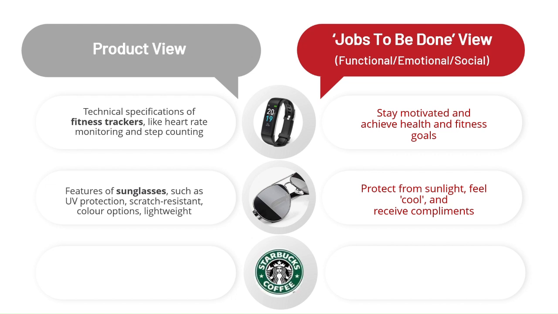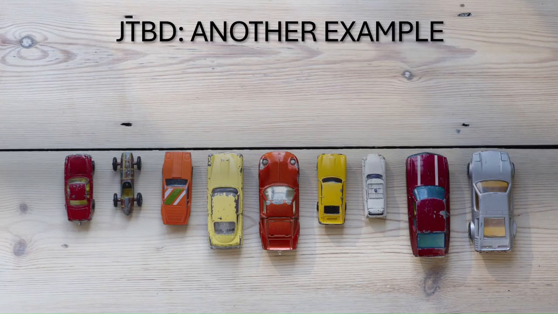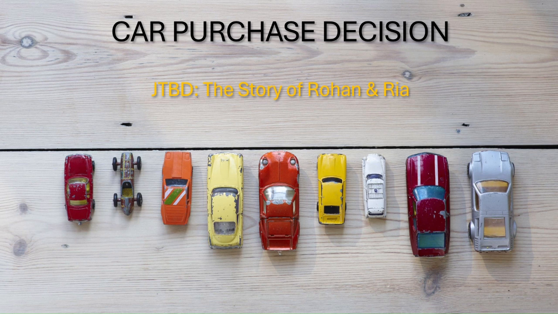And Starbucks coffee, this is one of the famous coffee shops. We normally think about a wide variety of coffees and snacks, but the job is to socialize, relax and do focused work. So this is a place where we can interact with other friends, right? Okay, we have a variety of examples. And another example is the story of Rohan and Ria, right?